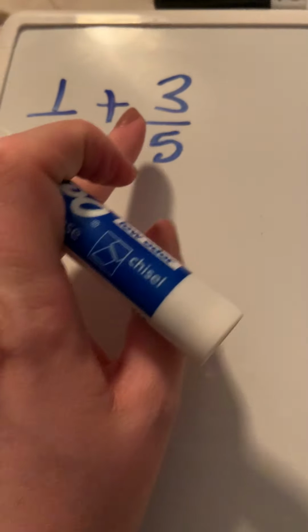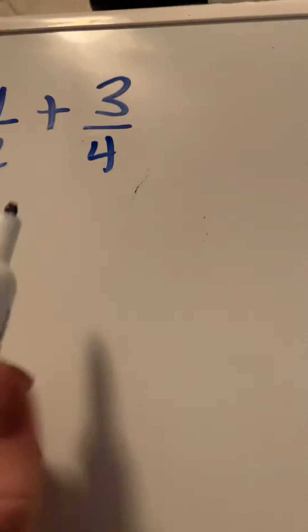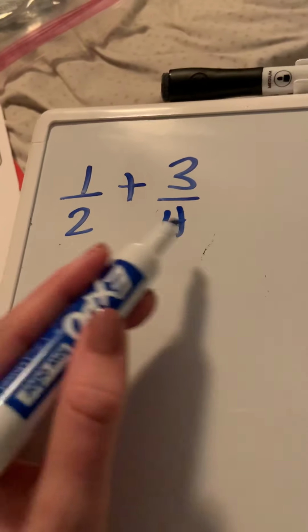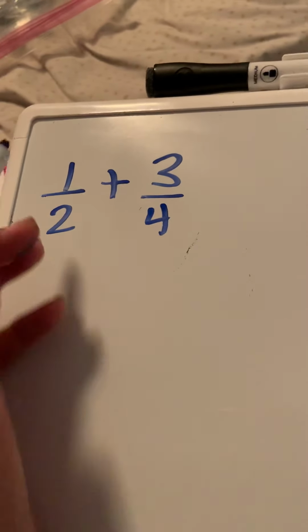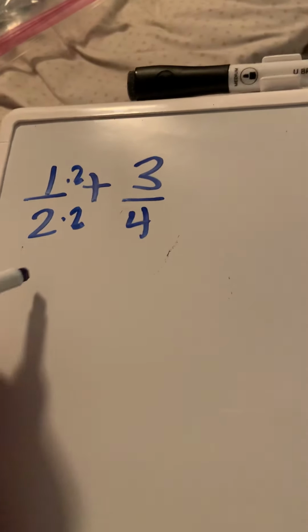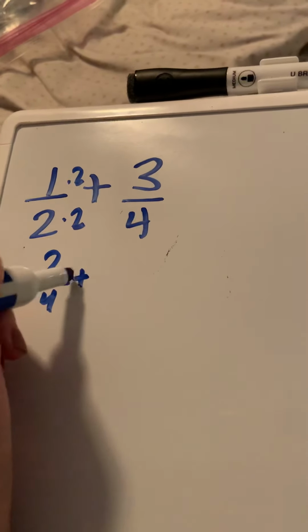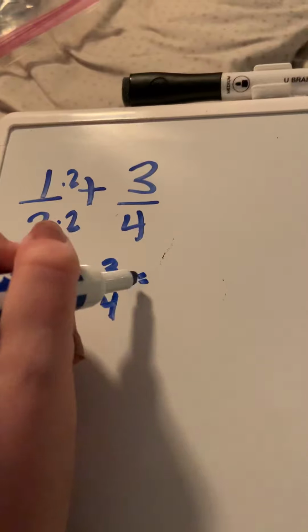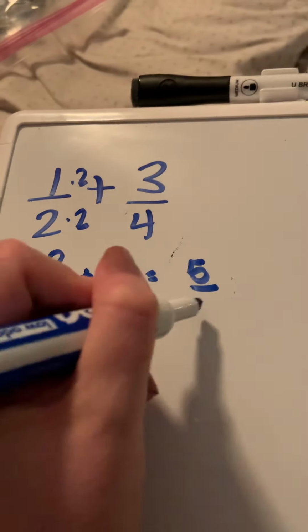So this was actually 3/4. Okay, so what I have to do is get common denominators. Well, this one's not so bad because 4 and 2, I can easily see what they have in common. Well, that's 4. So just multiply this one to get it to 2/4 plus 3/4, and that is going to give me 5/4.